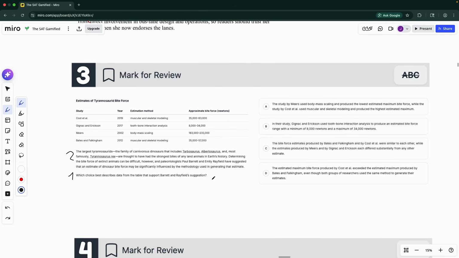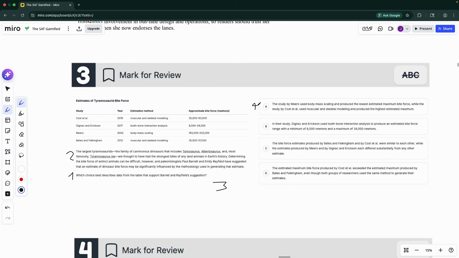Next thing you want to do is still make a prediction. I know it's going to be hard to really make a good prediction for this, but it helps to consolidate your thoughts like it has for the other questions. So I would say we're looking for one of these choices that says that one of these people had really strong bite force and other people had really low bite force, and it just came down to what method they used as to which one they got. Then go to the choices.